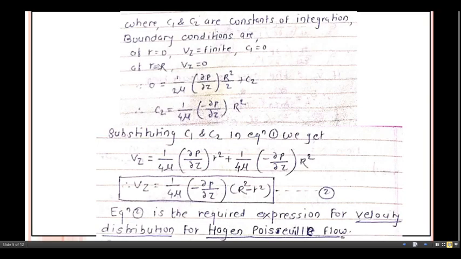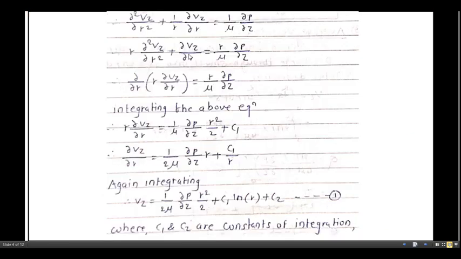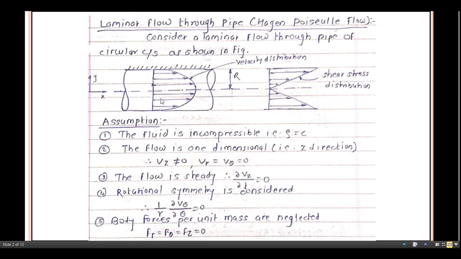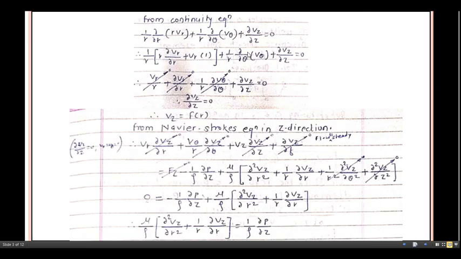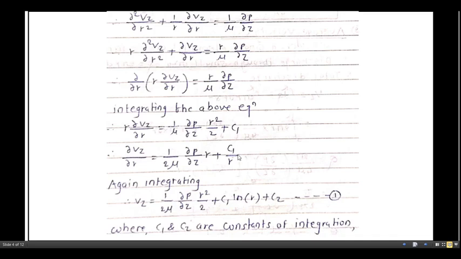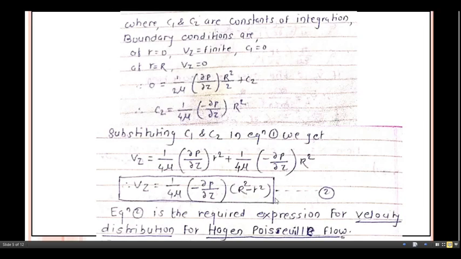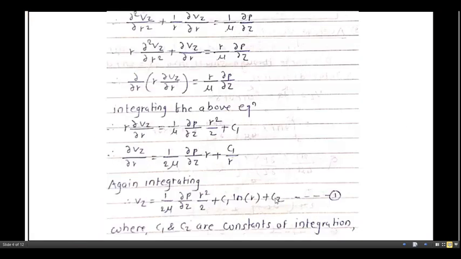So first of all, just concentrate on this one, boundary conditions. At r equals 0, the value of vz is finite. So we have considered the velocity to be a finite value. If you observe here, when the radius is 0 and the value is considered finite, the value for c1 we can get as 0. If I substitute the value for r in this equation, we can get the value for c1 as 0.